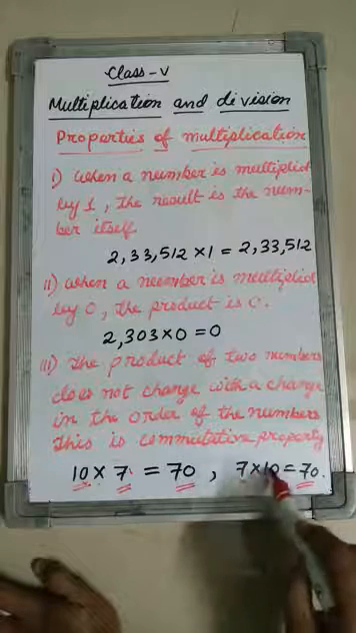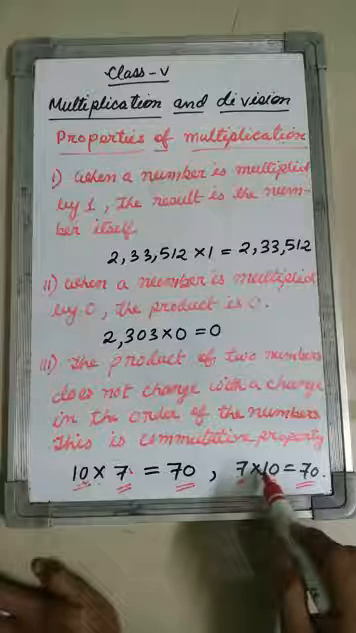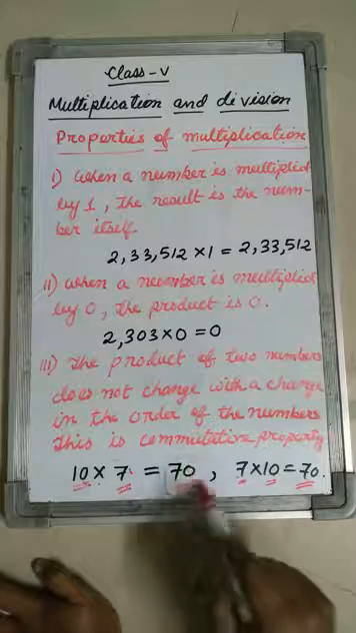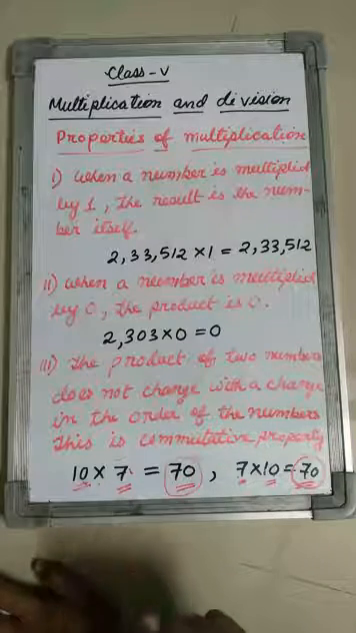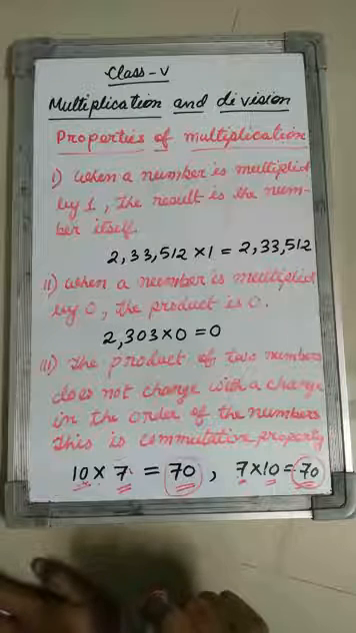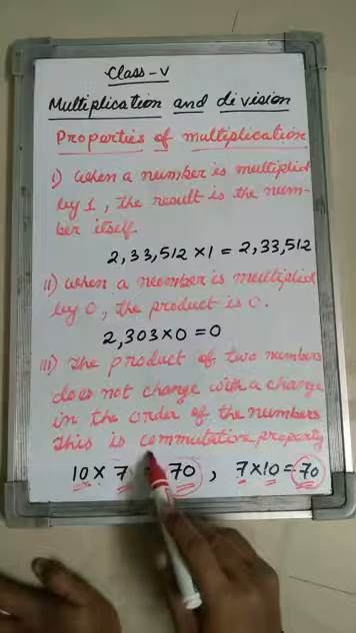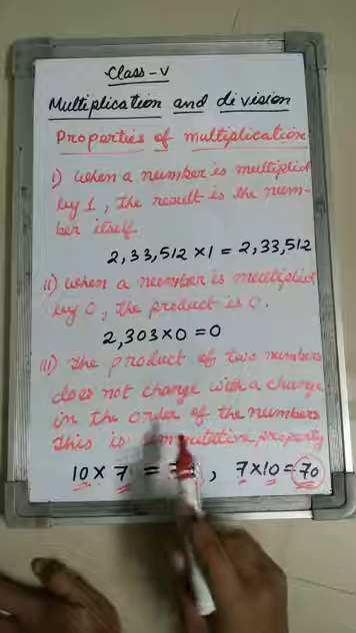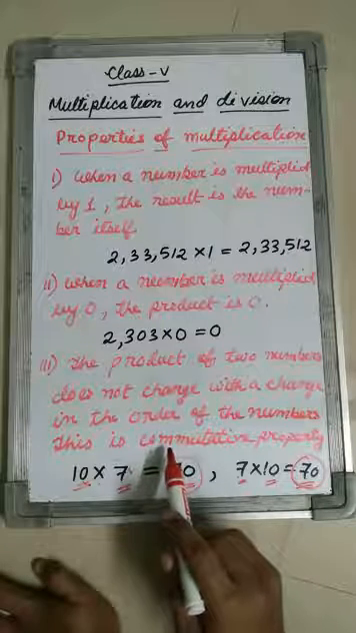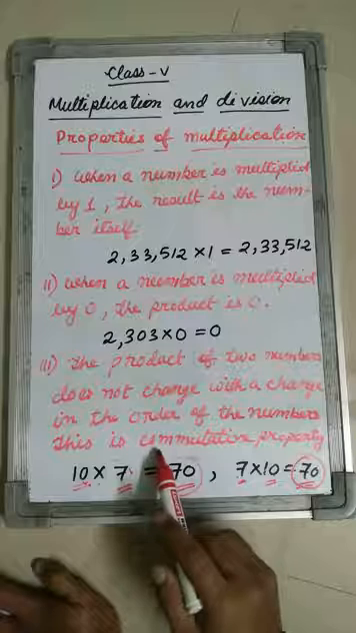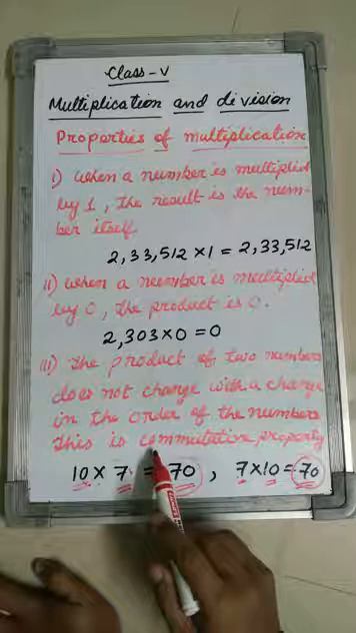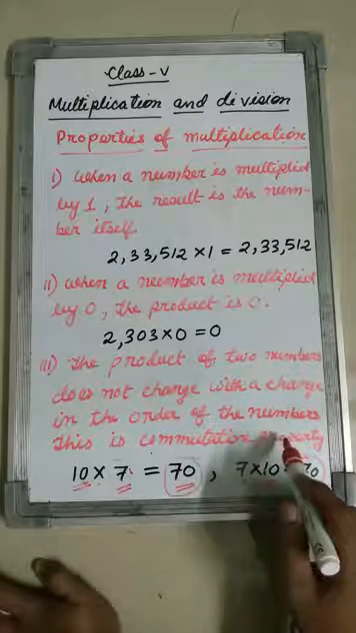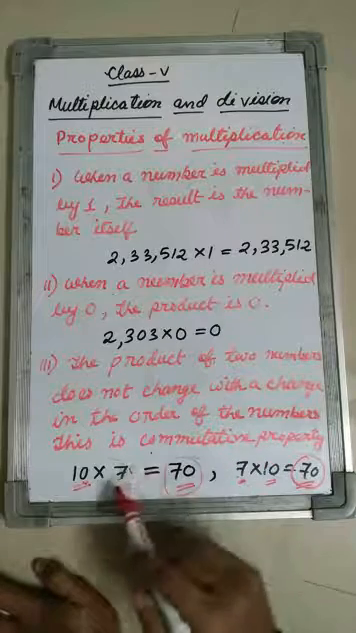Though we have changed the order of the places or order of the numbers, the product doesn't change. So this is called commutative property. This holds good for multiplication and addition, but not for division and subtraction. So in multiplication, commutative property holds good. That means commutative property is valid for multiplication.